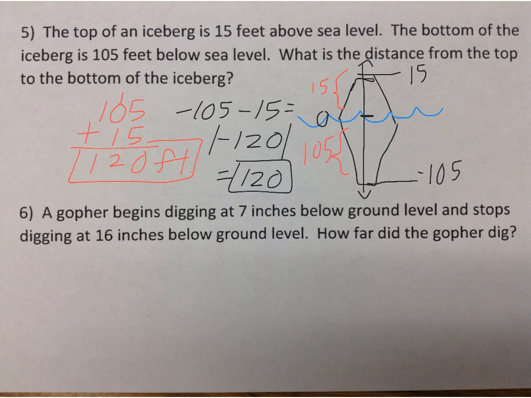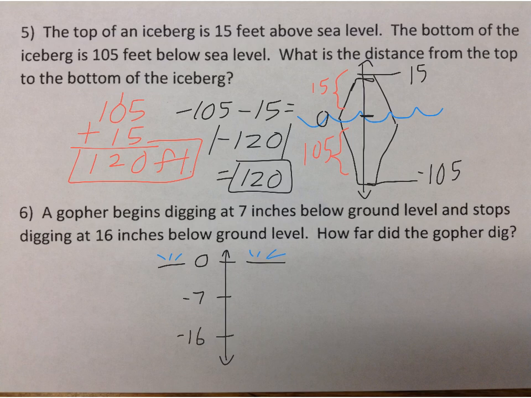Number 6. A gopher begins digging at 7 inches below ground level and stops digging at 16 inches below ground level. How far did the gopher dig? Again, drawing a picture usually helps. My number line is going to be like this, and 0 is going to be my ground. You can even put some grass on it. So it begins digging at 7 inches below ground, which is negative 7, and it stops digging at 16 inches, so we're at negative 16.